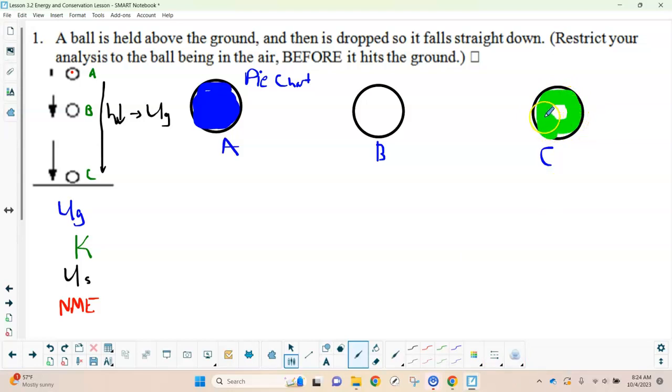So it's not hitting the ground yet. We haven't talked about that, but the height is essentially 0. So that's that. It's got green energy. So all this red has changed into all green. Notice these circles are the same size. That's true because they're supposed to be the same amount of energy.